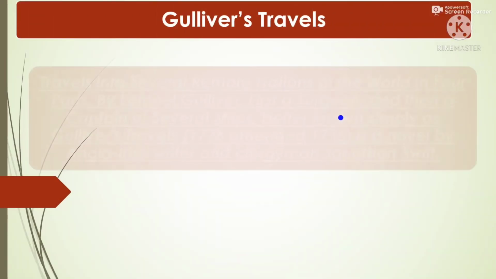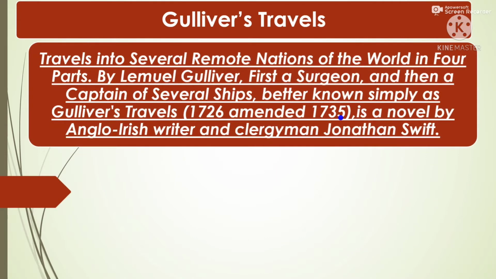So students, Gulliver was actually what we call a surgeon, but later he became captain of several ships. Then he was eager to travel to different parts of the world. So he traveled many parts, and all those are divided into four parts. I will show you the story, that means the novel written by Jonathan Swift.